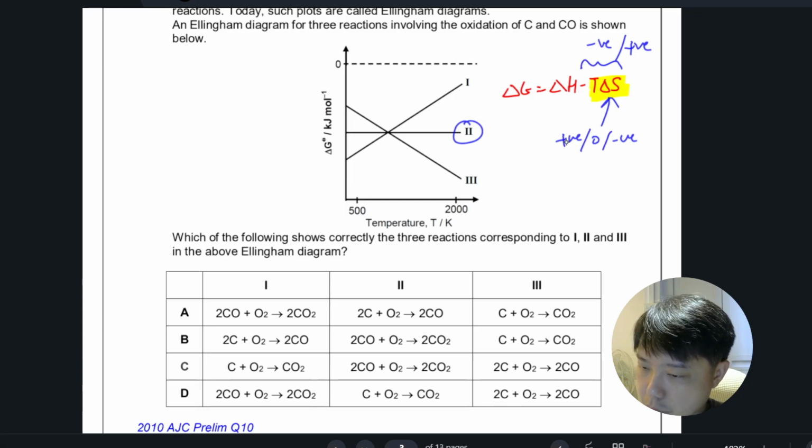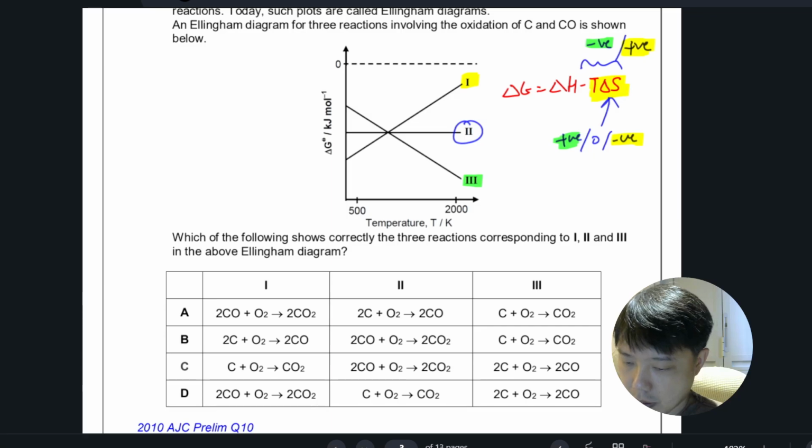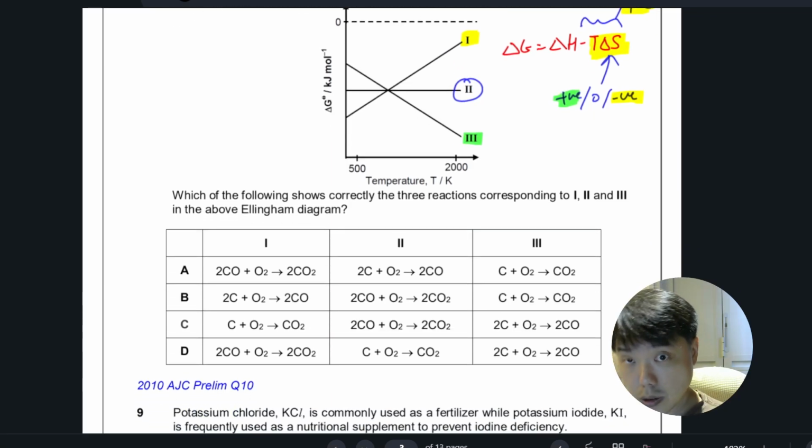If delta S is positive, then Gibbs free energy will be decreasing, so this will be slope number 3. If it is negative, the whole term will become positive, and it will be slope number 1. So as you look at the options, I think the only one that satisfies will be option B.